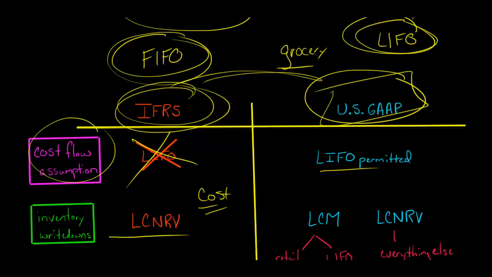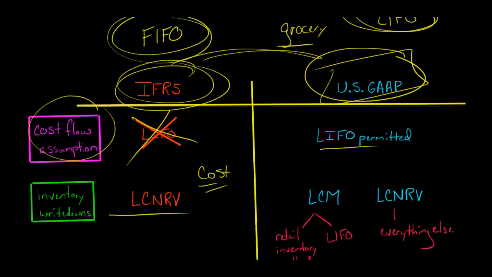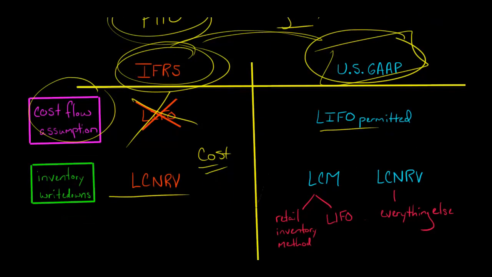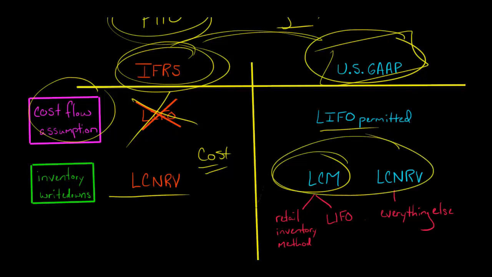US GAAP is similar, okay, in that most companies also have a lower cost or net realizable value rule. However, there's an exception. For companies that use LIFO or that use the retail inventory method, they instead use the lower of cost or market rule, okay? And that's a little more complicated to calculate. I've got a video on that, but basically in the US, it is not that all companies just use lower cost or net realizable value.